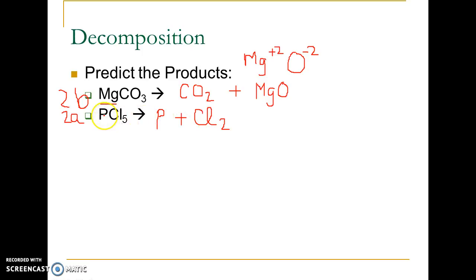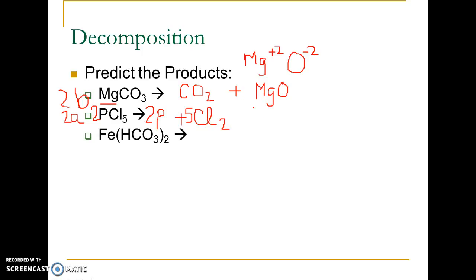Alright, I have 1 phosphorus on this side, 1 phosphorus on the product side. Those are balanced. I have 5 chlorines on my reactant side, 2 chlorines on my product side. This is not balanced. But I can add a couple of coefficients here to help me out. I can put a 2 here, a 2 here, and a 5 here. And now I should have a balanced chemical equation. 2 phosphoruses, 2 phosphoruses, 10 chlorines, 10 chlorines. I'm good to go. Okay? Alright, so let's look at another one.